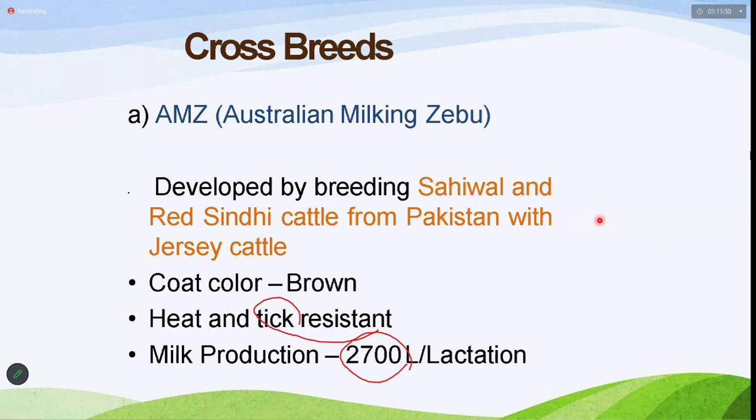One is AMZ, Australian Milking Zebu. Developed by breeding Shahiwal and Red Sindhi cattle from Pakistan with Jersey cattle.